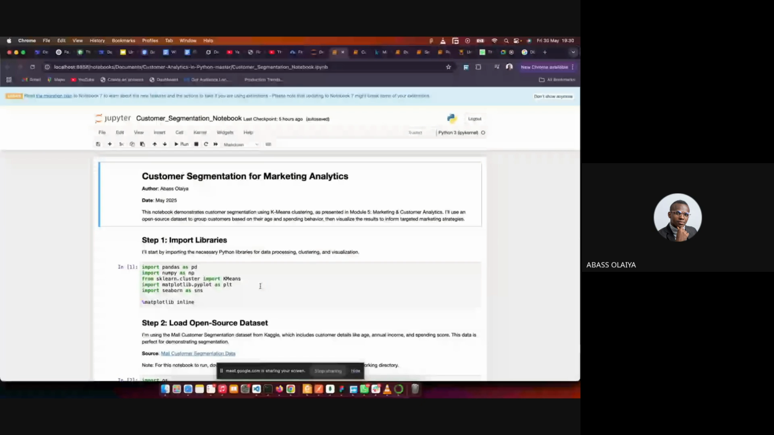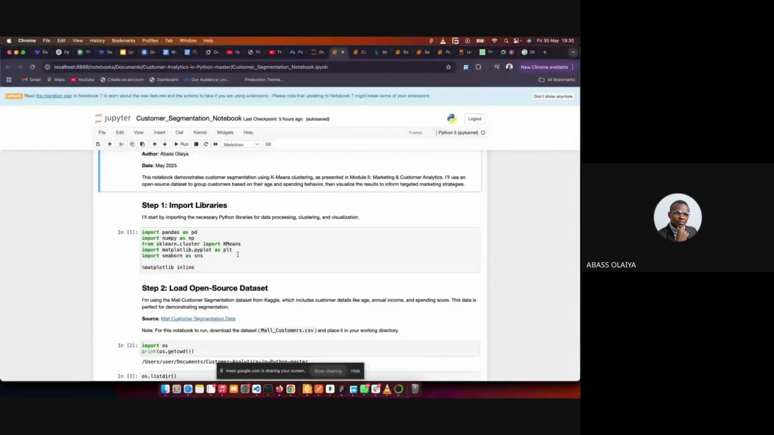Okay. So basically, in this notebook, I use just K-means clustering. So I won't start running the DBscan because it takes forever to run. The data I'm using is an open source data that's available on Kaggle. That's the mall customer segmentation data. So when they provide this notebook to you, you can easily just click here and it takes you straight to Kaggle, where you can easily download the data yourself.